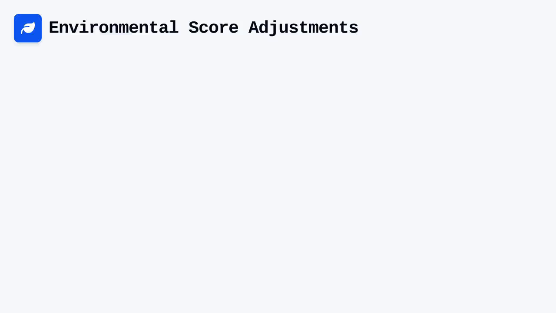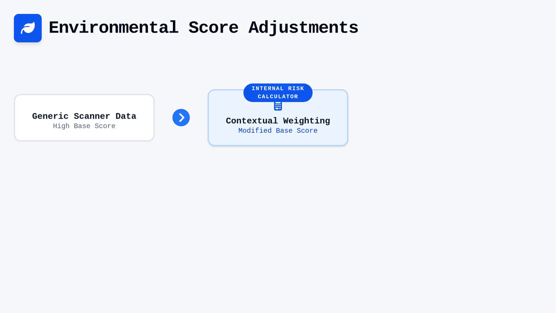Environmental score adjustments are where the platform truly tailors generic scanner data to your specific organizational context. By default, a vulnerability might carry a high base score, but if that software instance exists on an isolated network segment without business impact, your risk profile changes significantly.